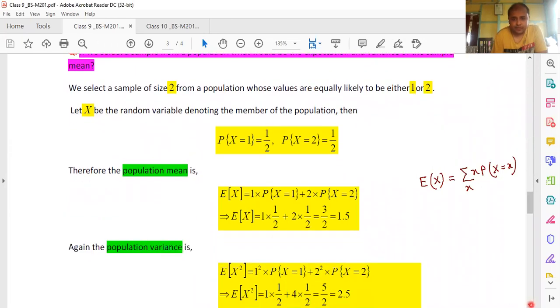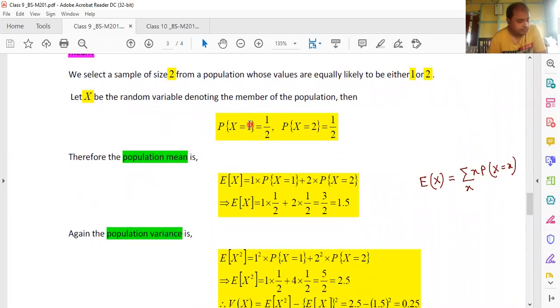The possible values are 1 and 2, and their respective probabilities are half. So the expectation of X is 1 into probability of X equal to 1, plus 2 into probability of X equal to 2. That is 1 into half plus 2 into half, which is 1.5. Since capital X is our population random variable, we have found the population mean. Let us note it down: the population mean has been calculated to be 1.5.